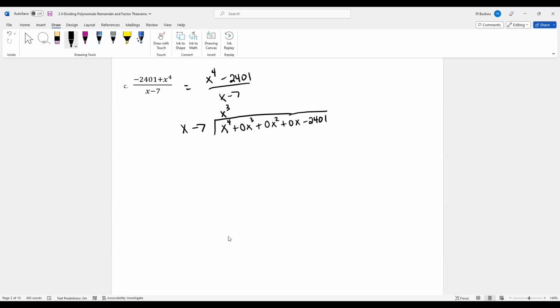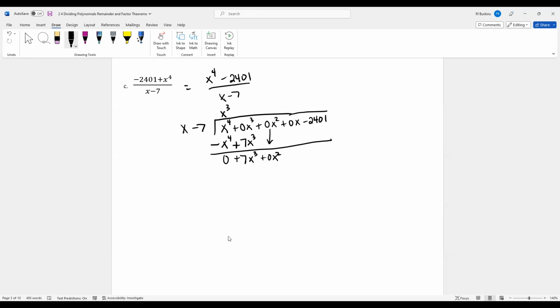Take that value and multiply by your divisor. So that's x to the 4th times, minus 7x cubed. Remember to change the sign, so this becomes minus plus. Add down the columns. So x to the 4th minus x to the 4th is 0. 0x cubed plus 7x cubed is plus 7x cubed. Remember to bring down the next term.